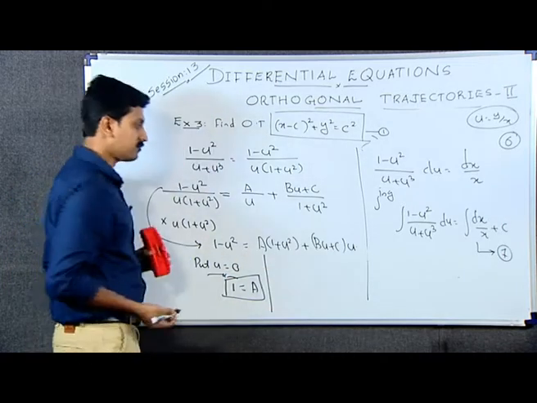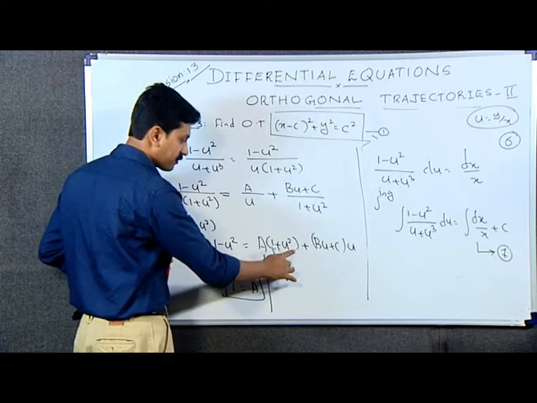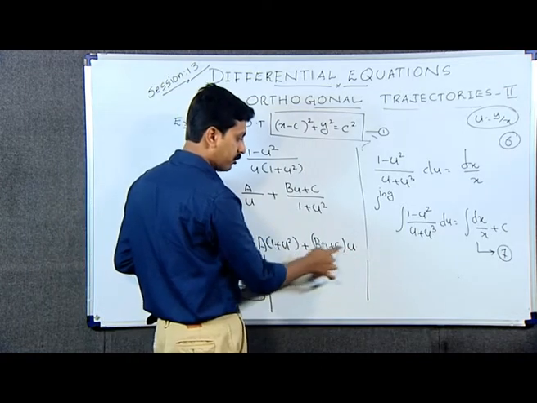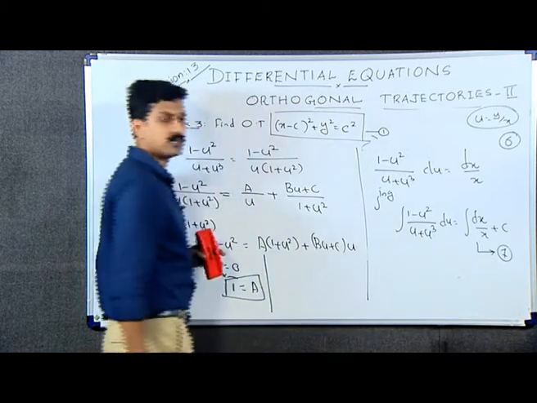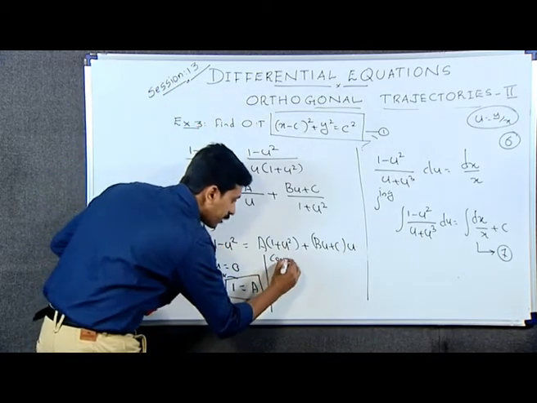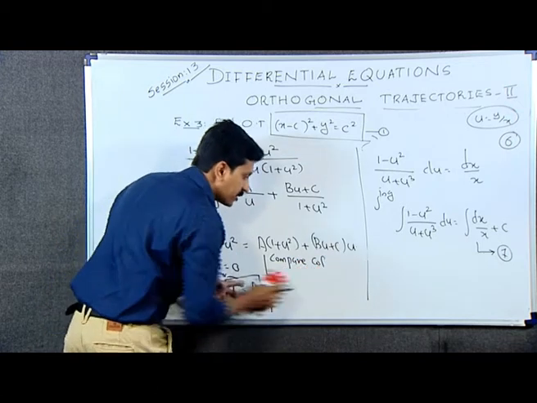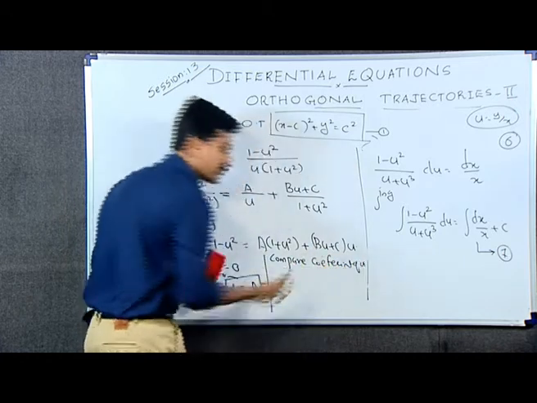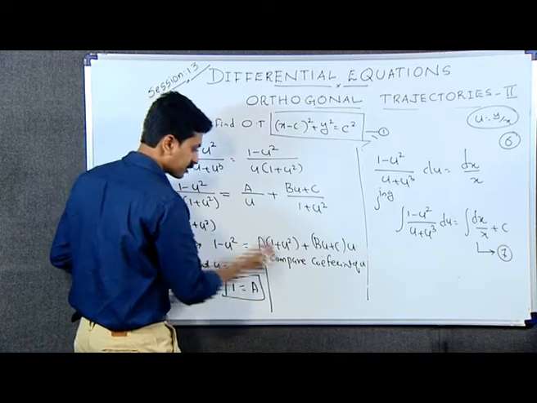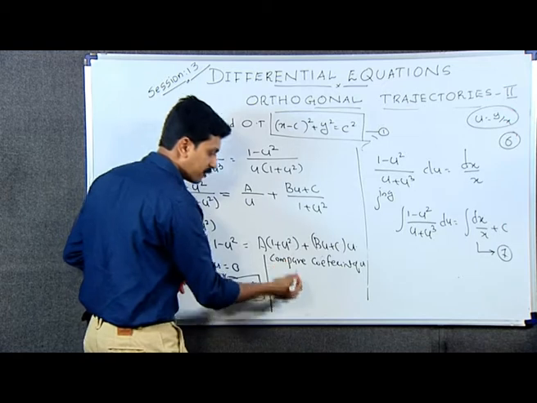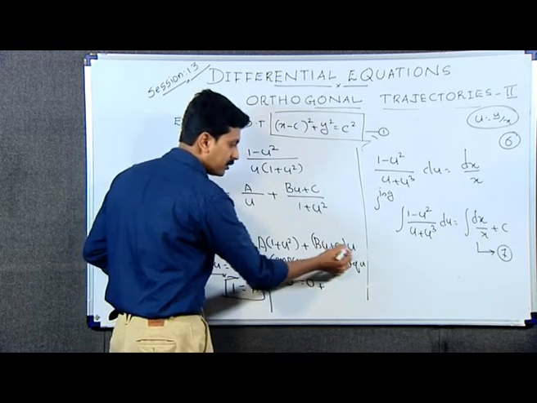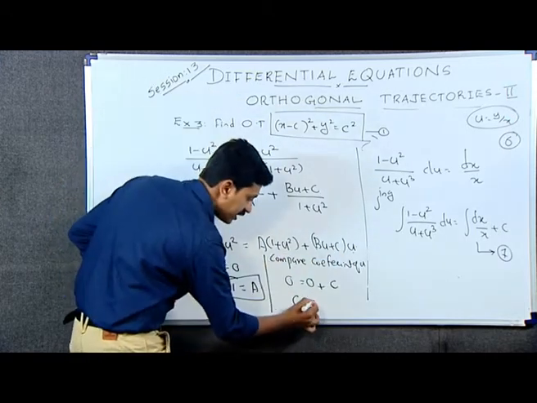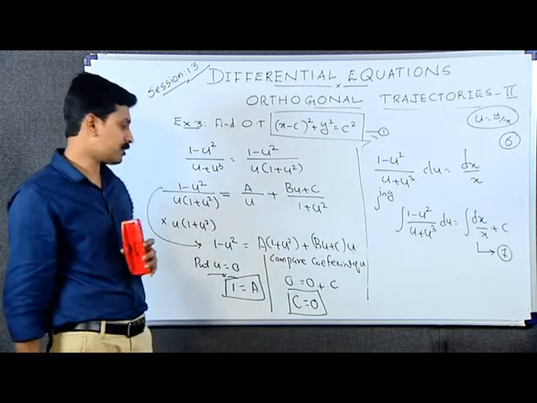Now, see, compare: on the left there is no term of u, but on the right there is a term of u, b u into u, that is u square, and only the coefficient of u is c. So, I am comparing the coefficient of u. Here there is no coefficient of u, that is 0, and on the right, b u into u is u square, so only c is there. So, we have got the value of c as 0.